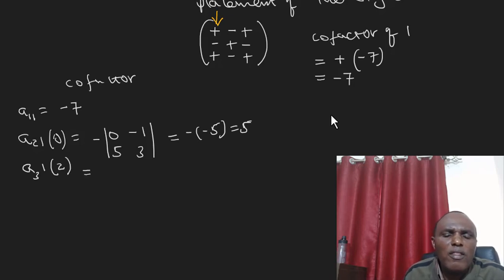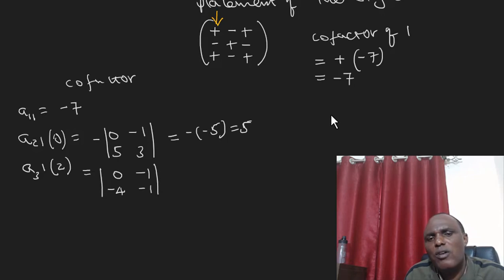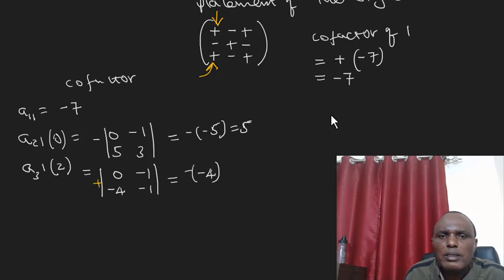If you remove the element in the same row and column with the 2, you are left with the matrix 0, -1, 4, -4, and the -1. We get the determinant of that matrix. Then we place the sign. The sign there corresponds to positive. So here we are putting a positive. -4, when you place positive there, you get again -4. Let us go to the other elements.